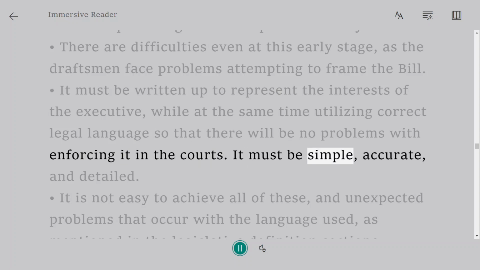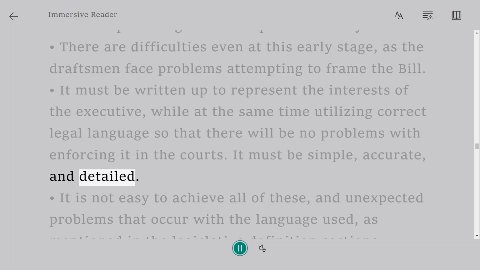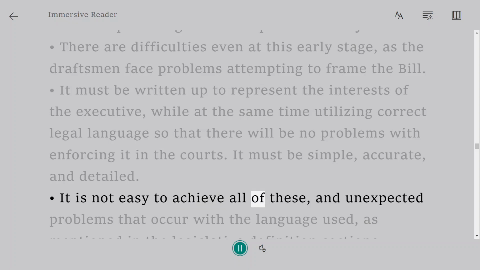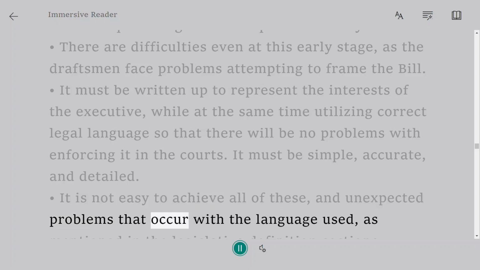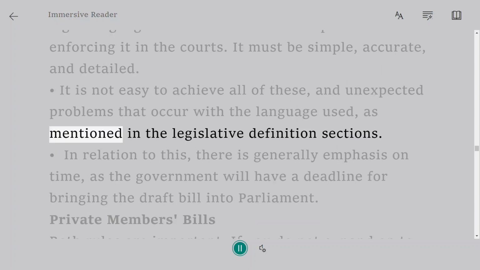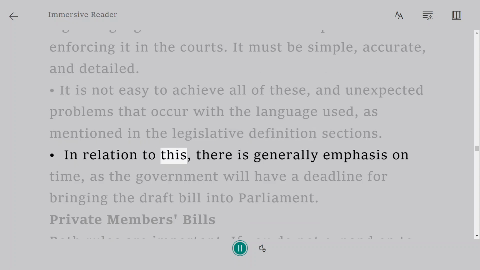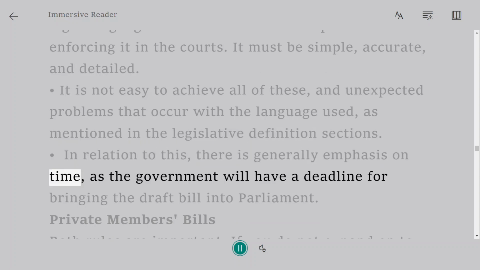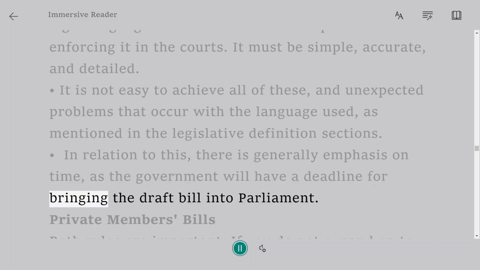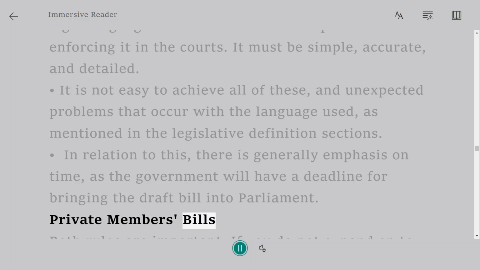It must be simple, accurate, and detailed. It is not easy to achieve all of these, and unexpected problems occur with the language used, as mentioned in the legislative definition sections. In relation to this, there is generally emphasis on time, as the government will have a deadline for bringing the draft bill into Parliament. Private members' bills.